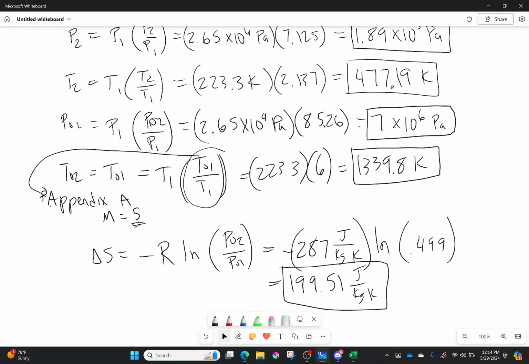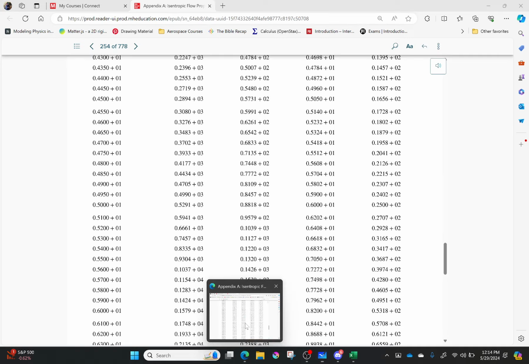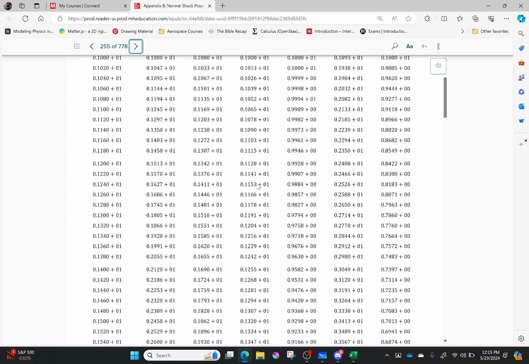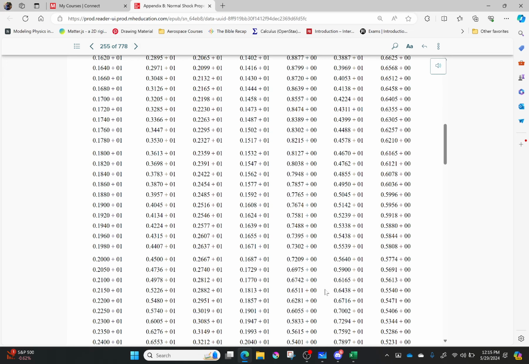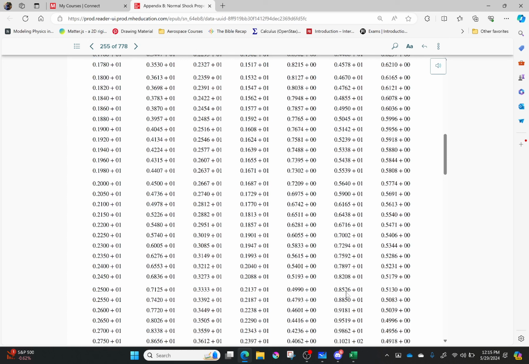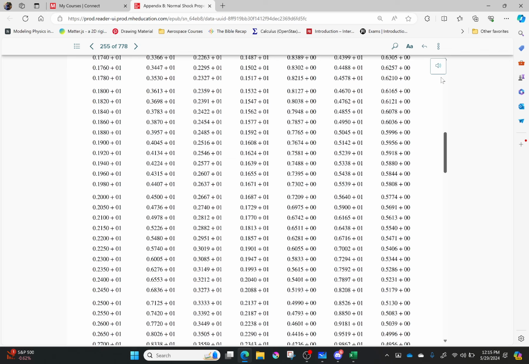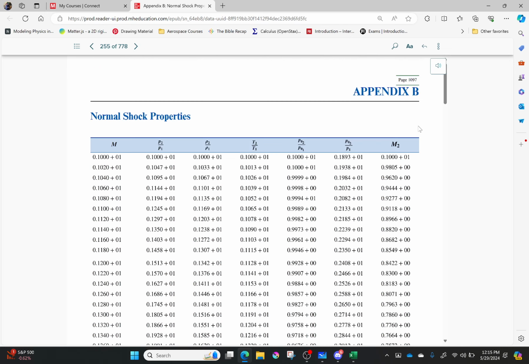Happy days. Okay, with that in mind, let me make sure I'm not missing anything. I do want to check this P02 real quick before we move on, just to make sure I didn't have a wrong ratio there. So I'm going to jump back to the tables and check that. Appendix B, Mach number of 2.5. I think it is 8.526. It is, you are correct, 8.526. That is P02 over P1.